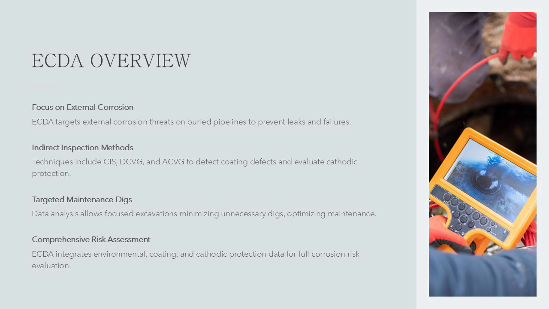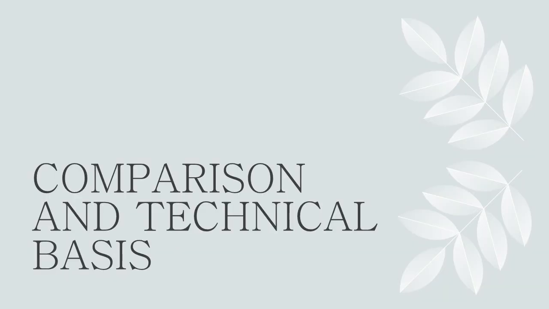After analyzing data, operators perform targeted digs at locations most likely to have corrosion. This method reduces unnecessary excavations and optimizes maintenance resources. ECDA also incorporates environmental data, coating condition assessments, and cathodic protection performance to provide a comprehensive view of external corrosion risks.